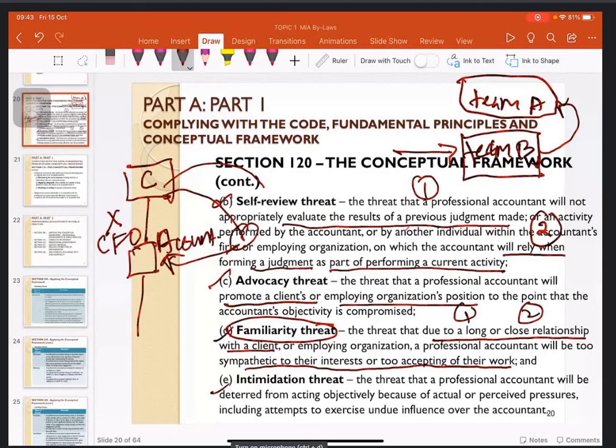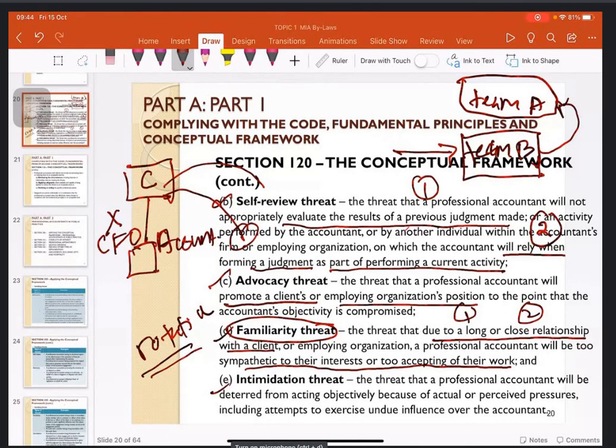So how do we reduce the familiarity threat? MIA recommends we do rotation. Every 3 or 5 years, we need to send another team to audit that client.